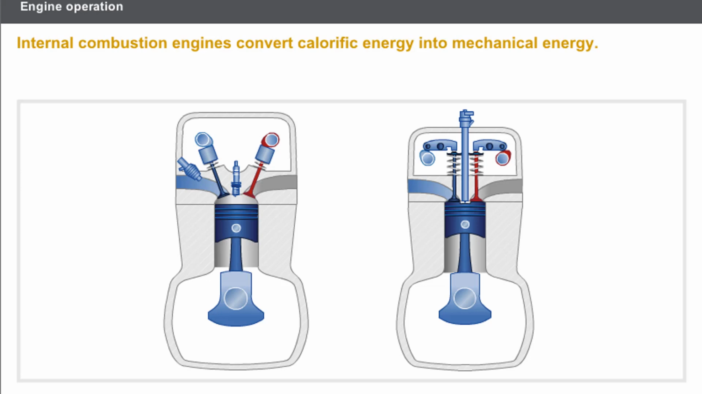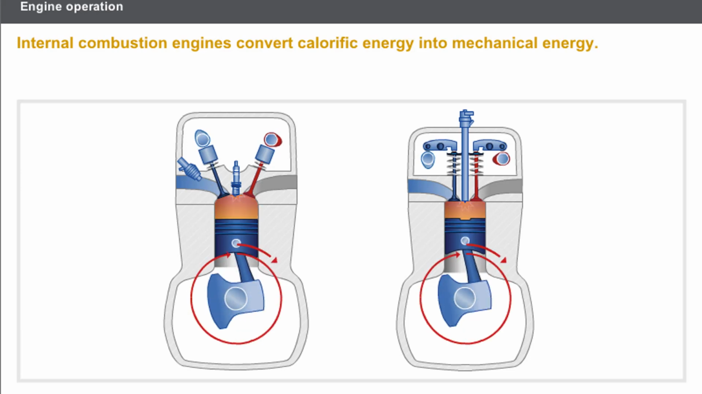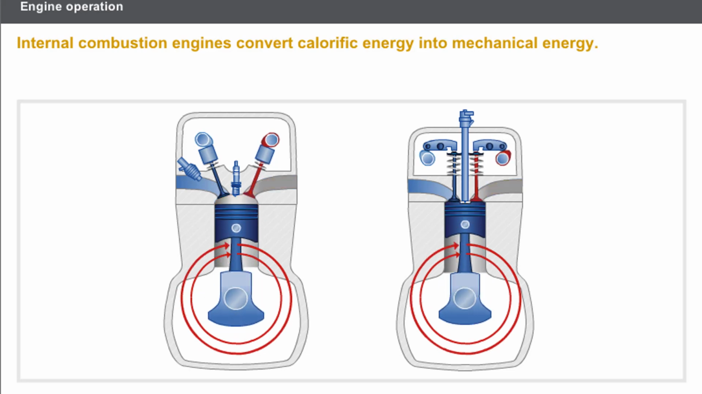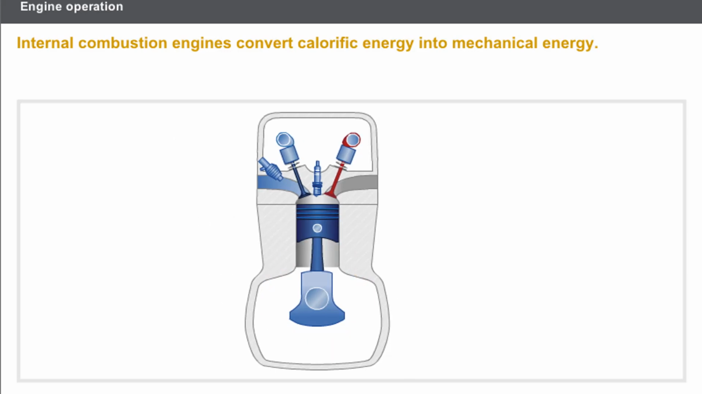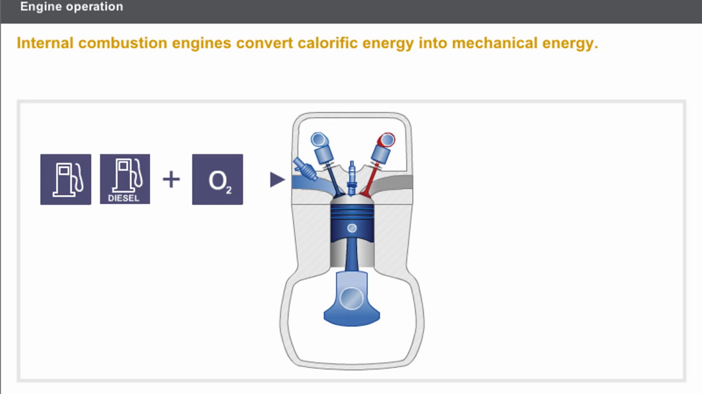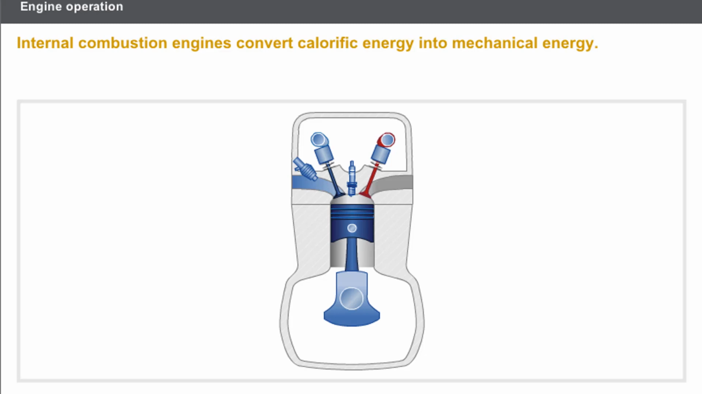Petrol or diesel internal combustion engines convert calorific energy into mechanical energy during a four-stroke cycle. Whatever the engine type, the crankshaft must rotate 2 turns, i.e. 720 degrees, to perform one complete cycle. A stroke is completed in 1/2 turn of the crankshaft, 180 degrees. In order to run, the engine needs an explosive mixture consisting of petrol or diesel and oxygen present in the air. The engine operates according to the following cycle.